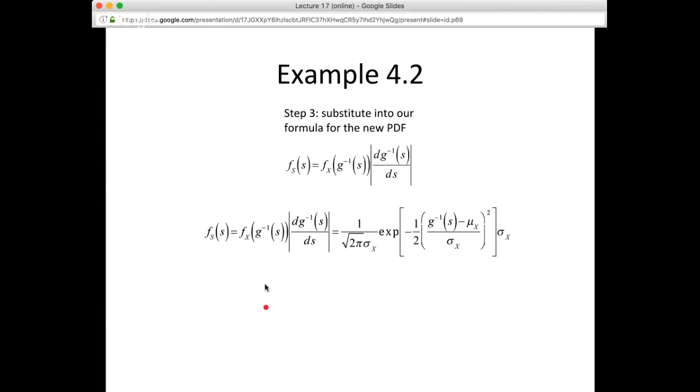So let's run with that. This is, again, our formula here. I'm just reproducing it, but now we're going to substitute. Basically, the derivative dg inverse of s ds is going to be sigma x.